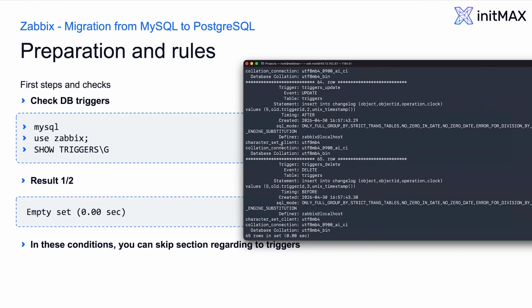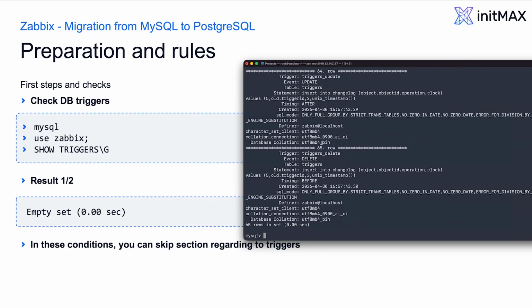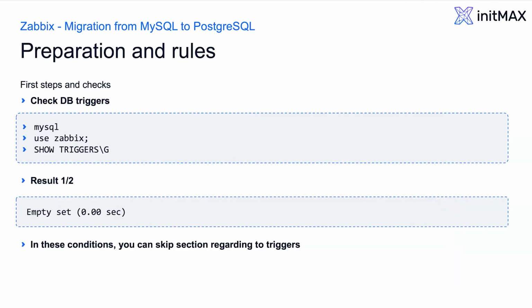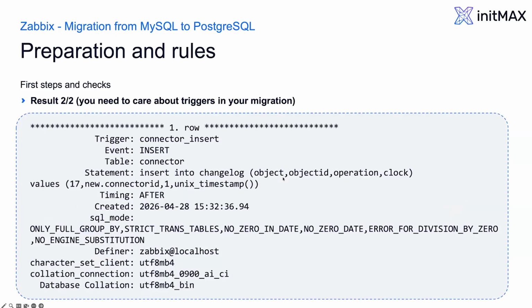As mentioned in the slides, there could be two types of results. One is an empty set, meaning that you don't have any triggers. In these conditions, you can skip the section regarding triggers, which is going to come a little bit later. If you have quite a new Zabbix version, especially Zabbix 8.0, as you can see, you have 65 triggers out of the box, on a clean installation. So basically the default schema and everything of Zabbix. So in this case, we definitely do need to take care of the triggers.